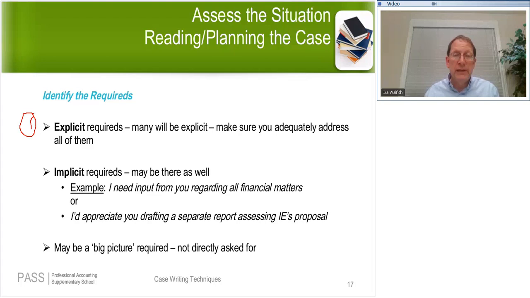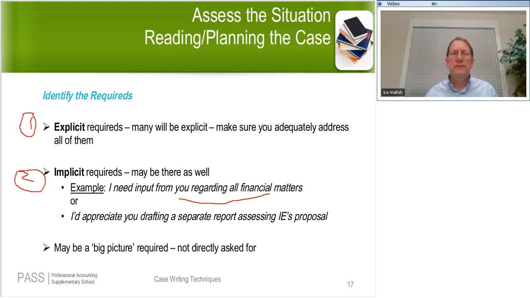That's a big picture. For example, maybe somebody's committing fraud, but they don't say it explicitly. You have to figure out they're doing something wrong, and therefore you have to discuss it. You're going to get a few big picture requirements. They continue to test this. They've been testing it for years. This is the worst one. People always have problems.